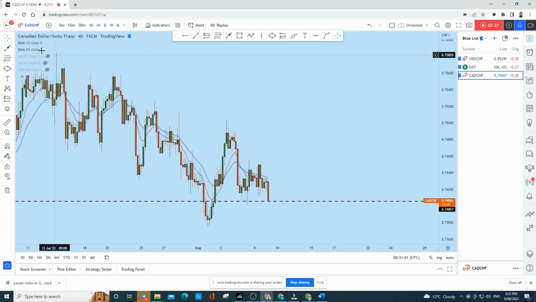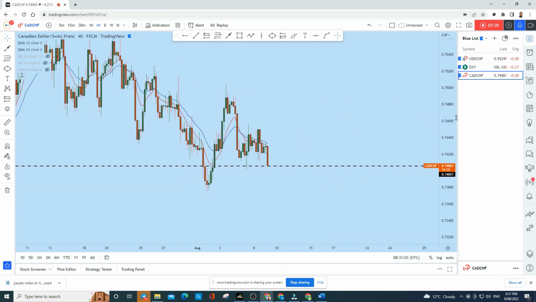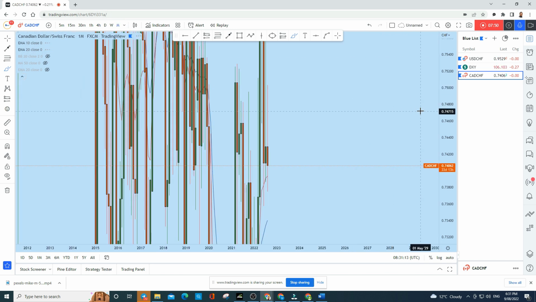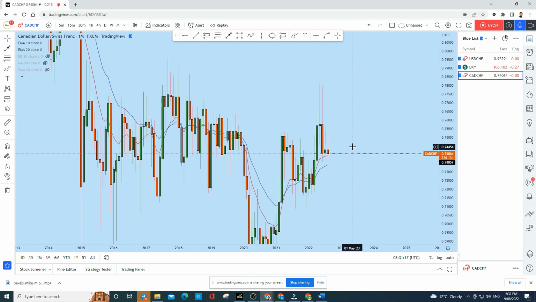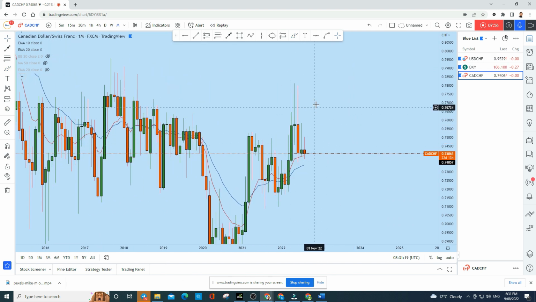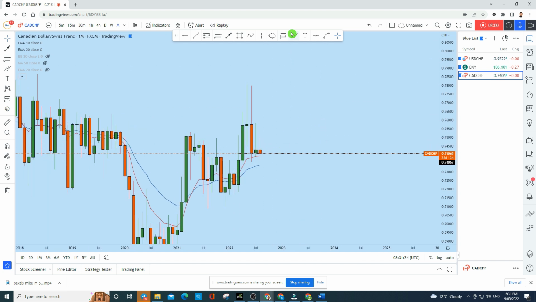Now CADCHF, you can see that CADCHF is also doing the same thing. This is the 4 hour time frame, and we see CADCHF just melting down. Now if you look at the bigger picture on the monthly, this is a very strongly bearish market. This is exactly what I mentioned in my weekly forex forecast as well. On the monthly, the price has created this narrow doji here. So this doji is bearish.